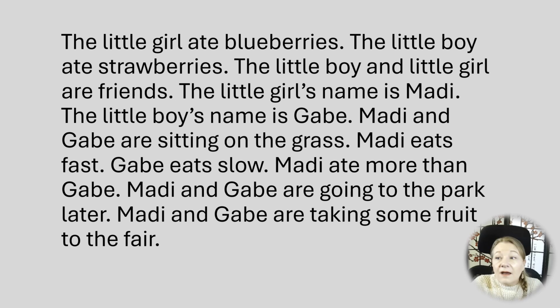Okay, a little choppy, very repetitive. So I wonder about sentence type. Well, let's look at it. The first sentence, the little girl ate blueberries, simple sentence. Second sentence, the little boy ate strawberries, another simple sentence. The little boy and the little girl are friends. It has that coordinating conjunction and in it, but it's not being used to put together two complete sentences. So this is still a simple sentence. It's a compound subject. There's two people, a little boy and a little girl, but it is not a compound sentence. Okay, going to the next one.